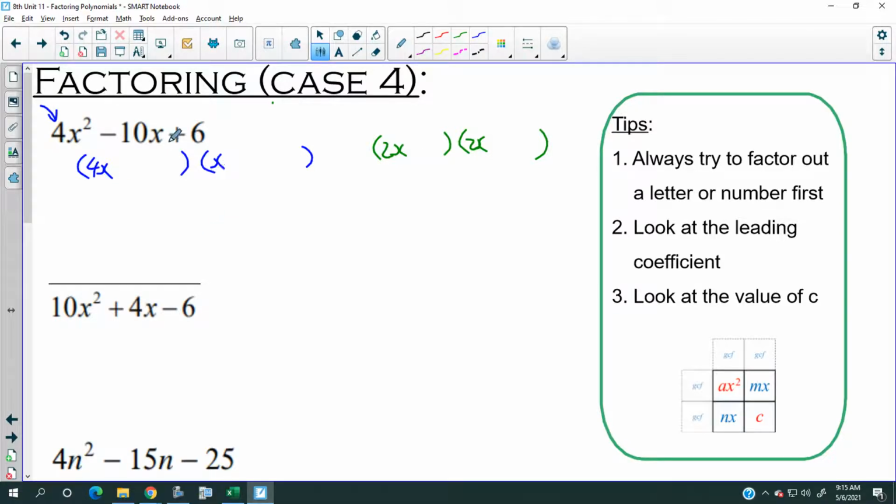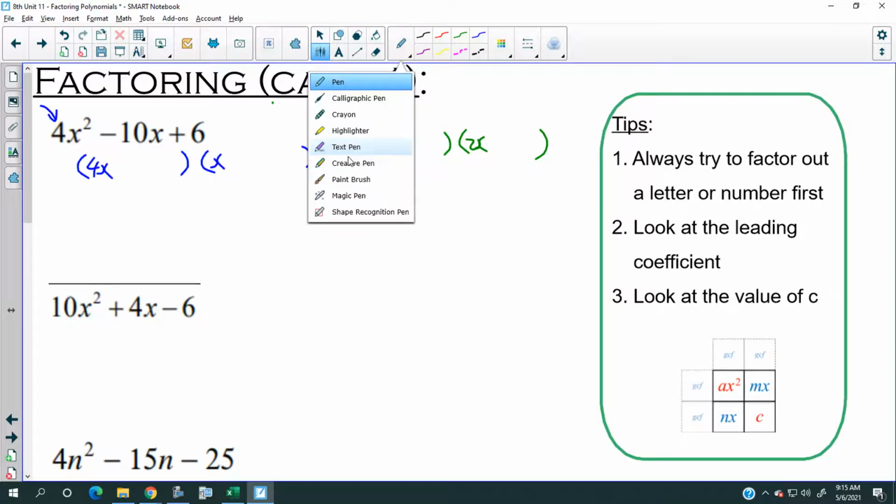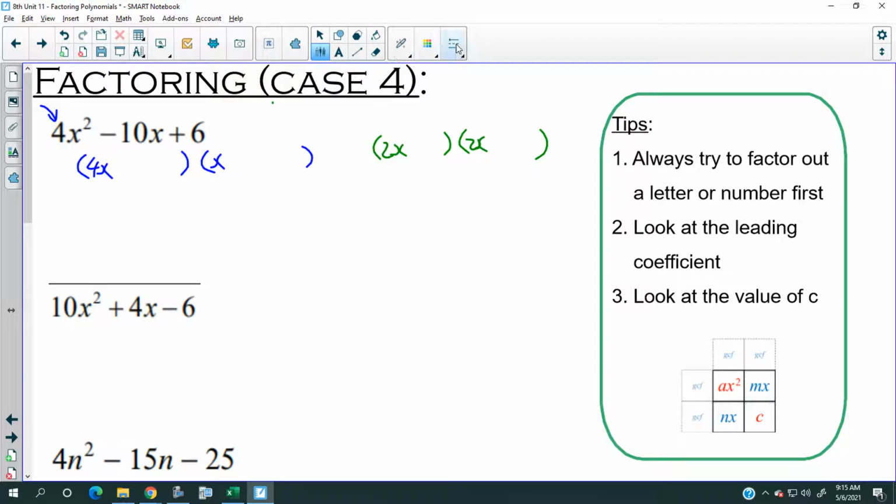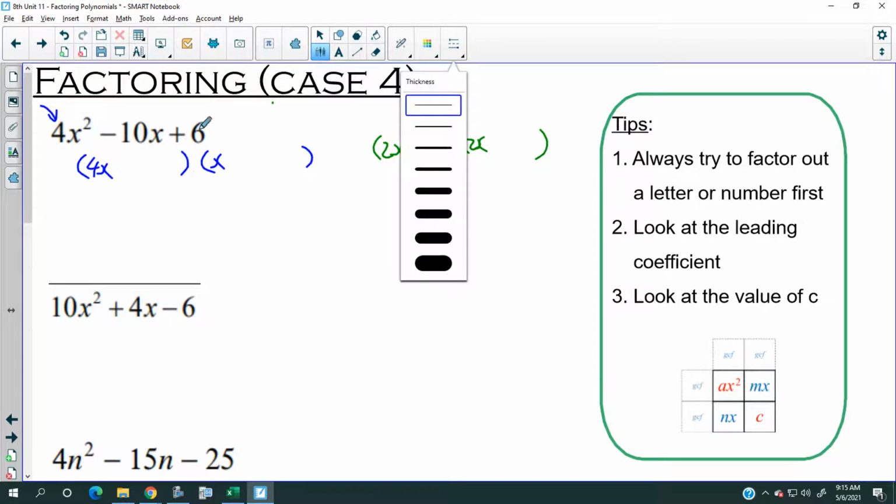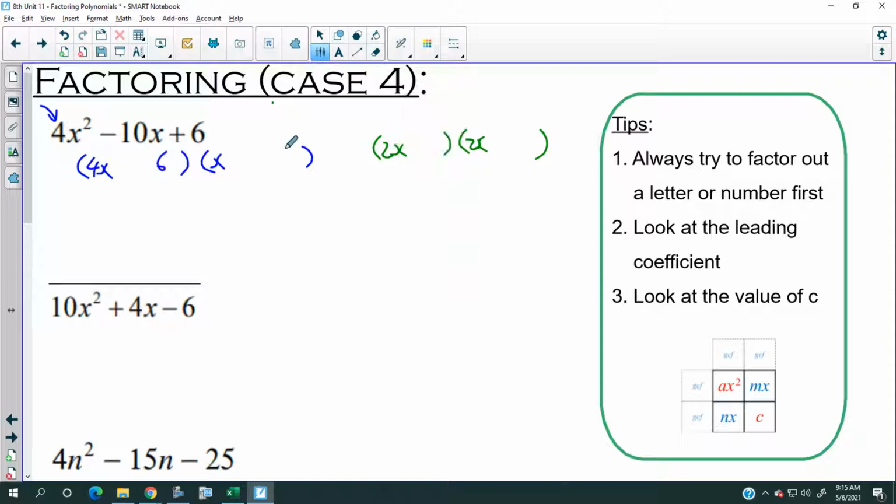So anyways, let's talk less and let's try to do this. Now use my magic pen again. If I'm looking at 6, I'm thinking 3 and 2 or 6 and 1. Now 6 and 1 can actually work, because if I put 6 here and I put 1 here, that's 6x, that's 4x. Look at that, 6x, 4x, that's 10x. So that's good.